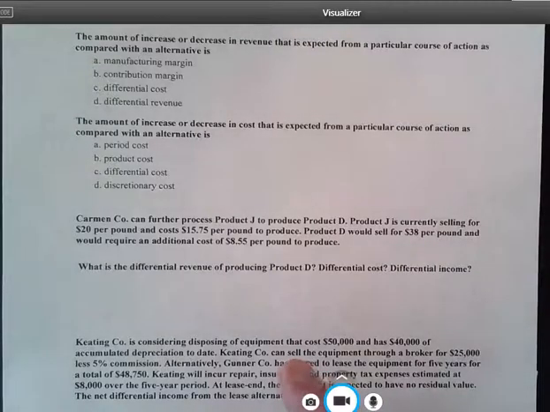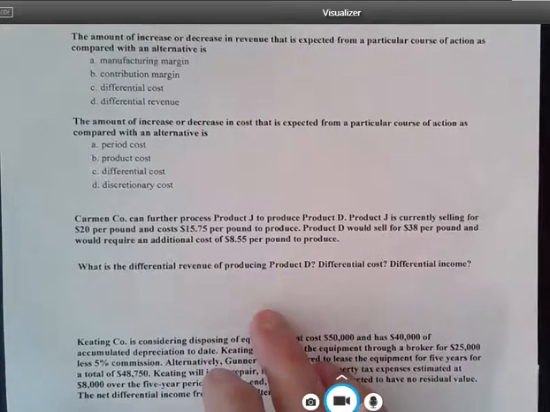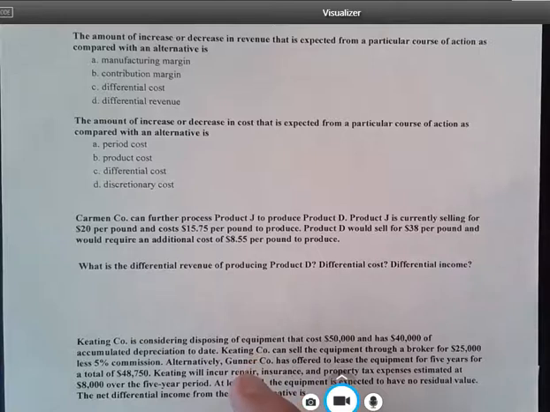All right, let's look at some questions related to our differential analysis discussion and see what we can figure out here. First question, multiple choice. It says the amount of increase or decrease in revenue that is expected from a particular course of action as compared with an alternative is, we have four choices: manufacturing margin, contribution margin, differential cost, and differential revenue.